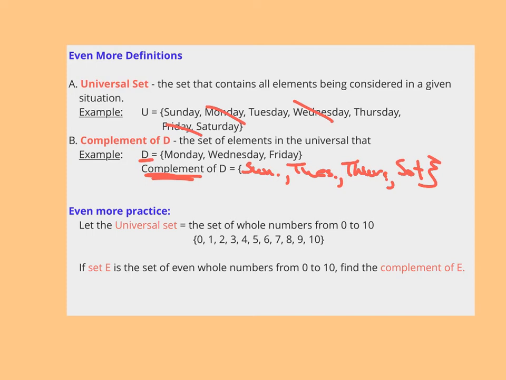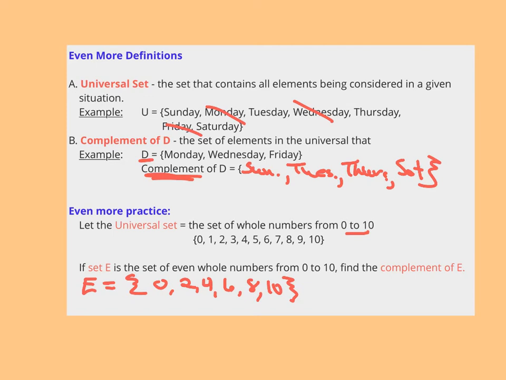Let's look at another example. Here the universal set is the set of whole numbers from 0 to 10: 0, 1, 2, 3, 4, 5, 6, 7, 8, 9, 10. Set E is the set of even whole numbers from 0 to 10. So my set E is evens. It would be 0, 2, 4, 6, 8, and 10.